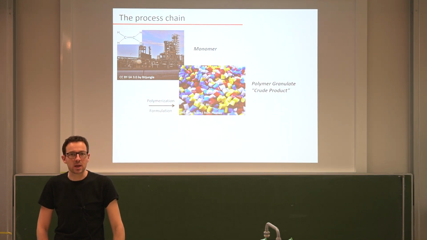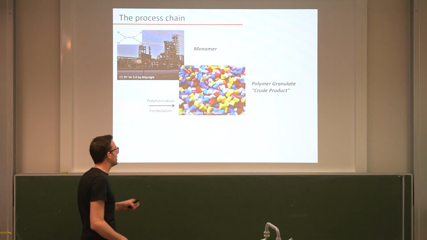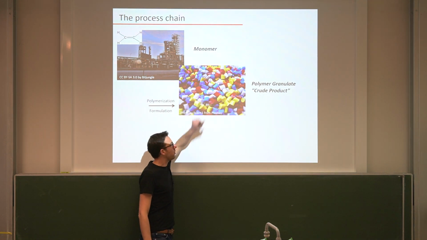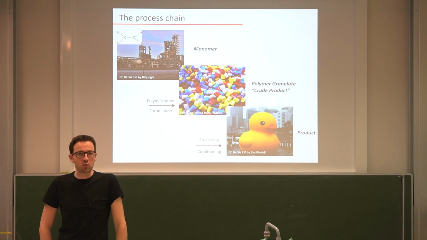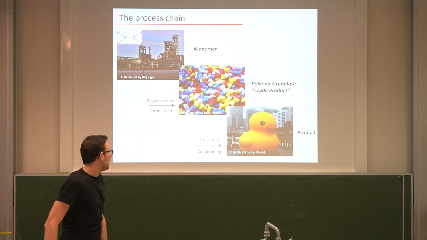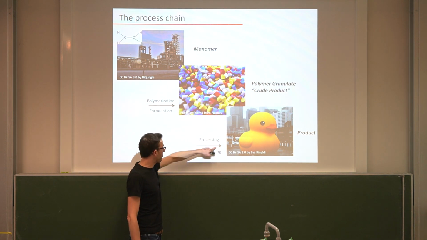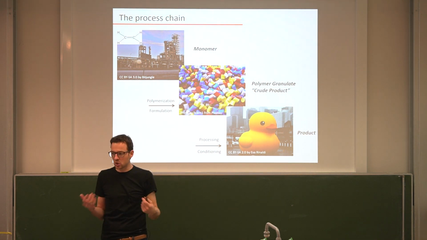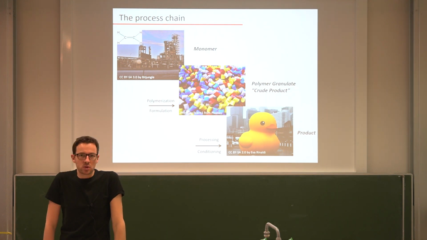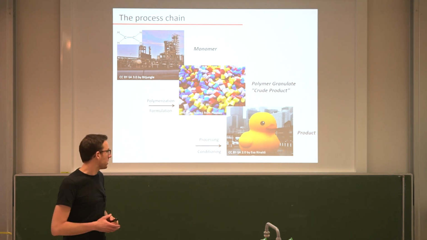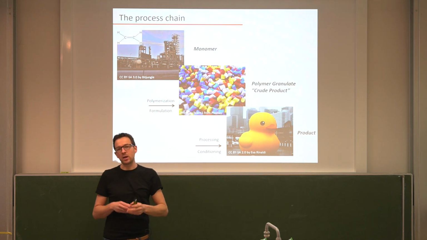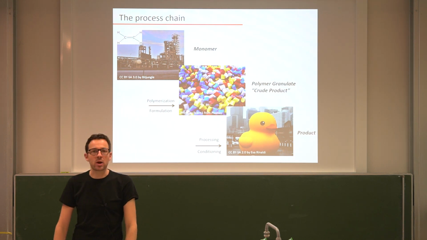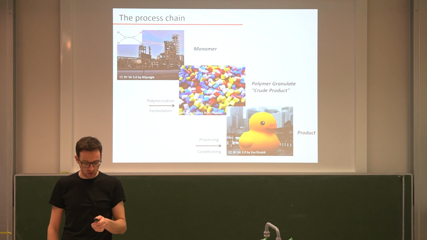This is what you can buy, if you are a company, from large chemical companies that make such polymers. Then in your specialized company, your task will be to convert this crude product into any type of end product, whatever you want to do. This requires different processing techniques and possibly some conditioning to really make what you want to make with this crude polymer granulate. In today's lecture, we want to look at these processing steps that we can apply in order to reform this polymer granulate into new structures.